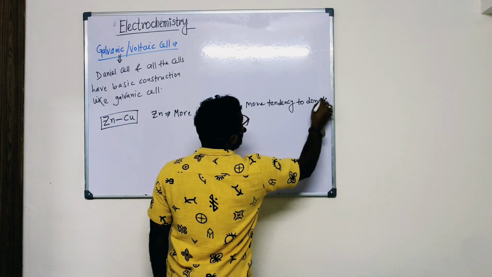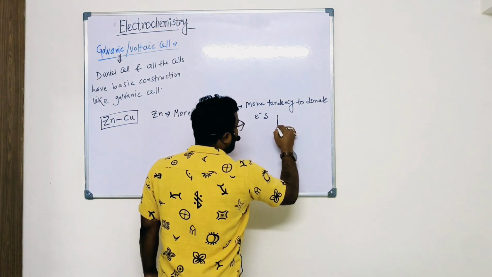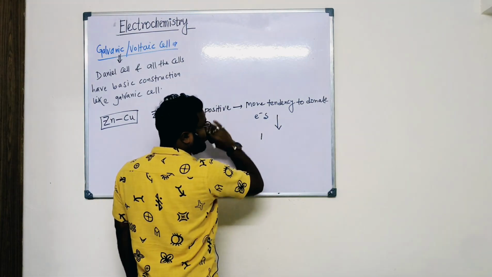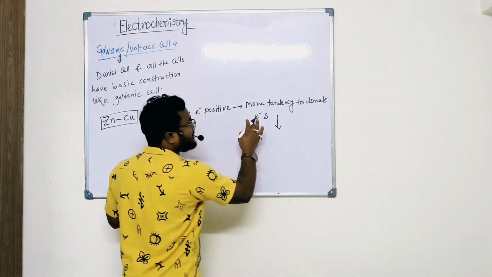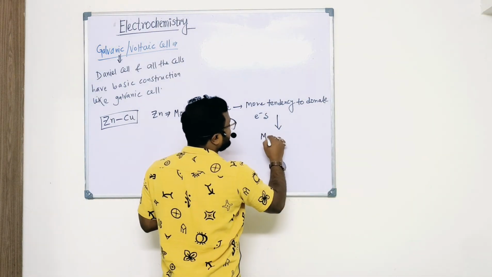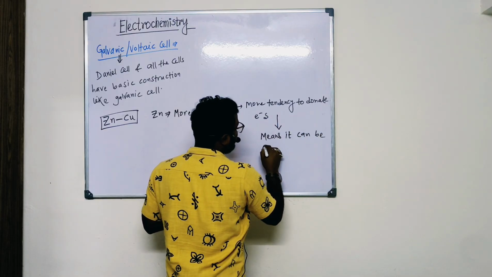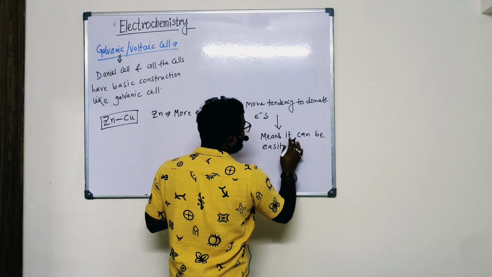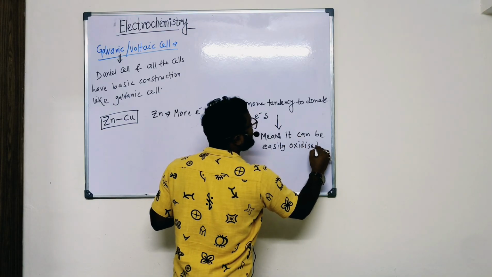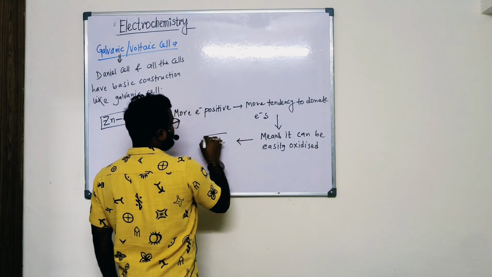To donate electrons. So it will always try to donate electrons. As it has more tendency to donate electrons, we can consider it more electropositive. Also, as it has a high electron-donating tendency, it can be easily oxidized. As it is easily oxidized, zinc behaves as anode.